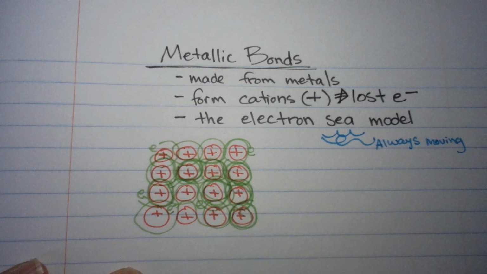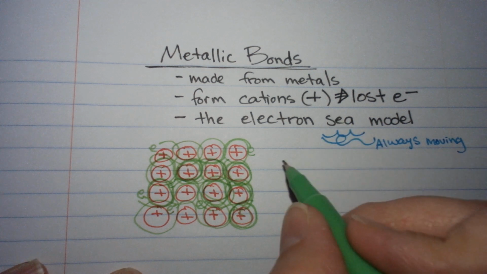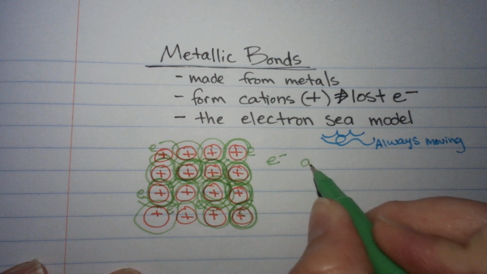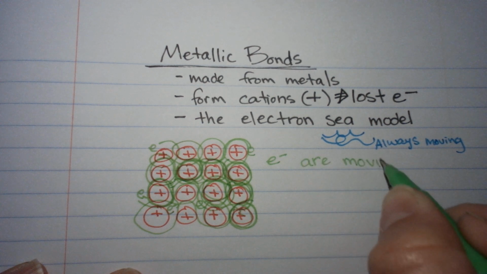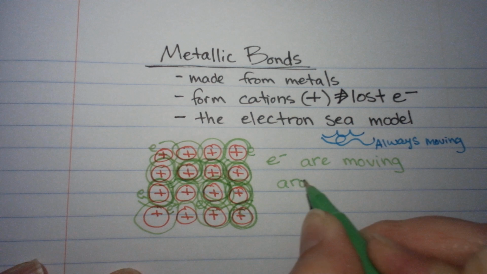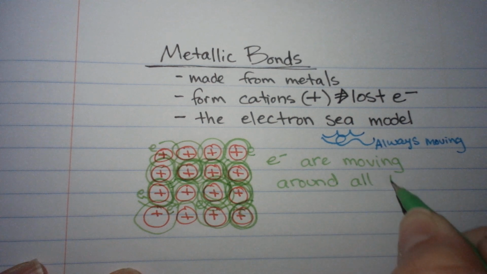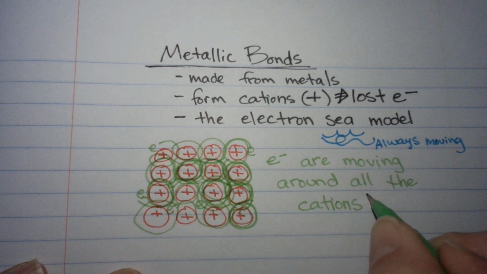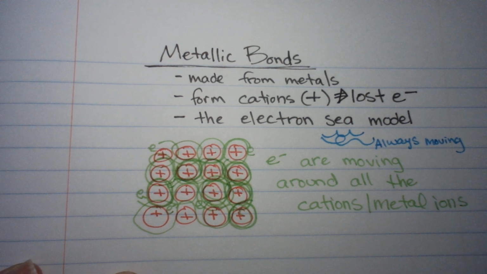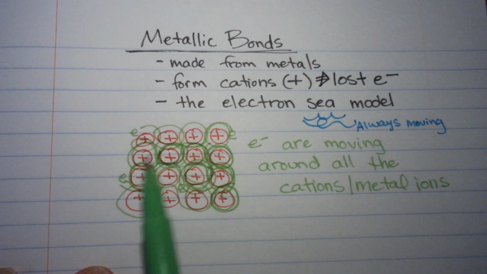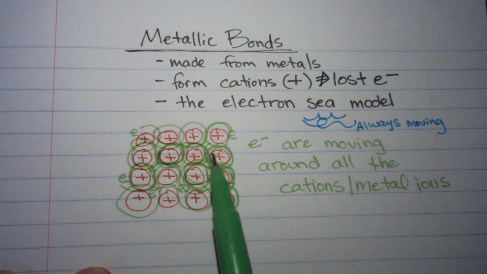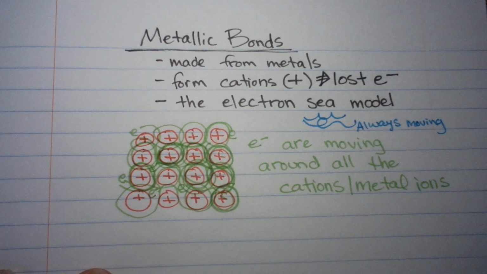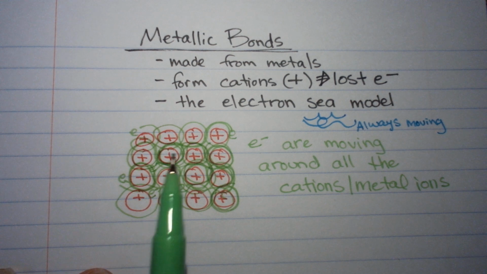So why is it called a sea model? The electrons are moving around all the cations, the metal ions. For our purposes here, we had all the same cations. They were all red, so all the same metal. That's fine. That's a pure metal.